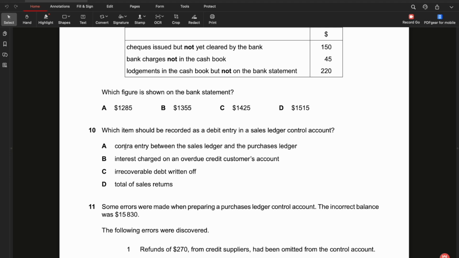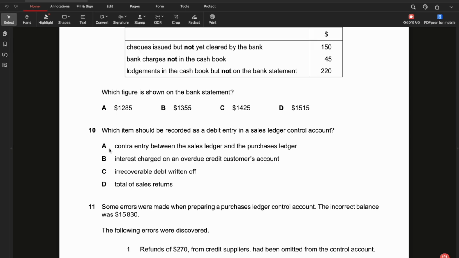And the last question for today, question 10. Which item should be recorded as a debit entry in the sales ledger control account? If you remember, the sales ledger control account is prepared to verify whether all trade receivable balances are correctly recorded or not. Trade receivable basically means your trade debtors, an asset. So if they are increasing, we write it on the debit side. If they are decreasing, we write it on the credit side. So out of these entries, which one is the debit entry? We need to identify that. Which one increases my trade receivable balance?